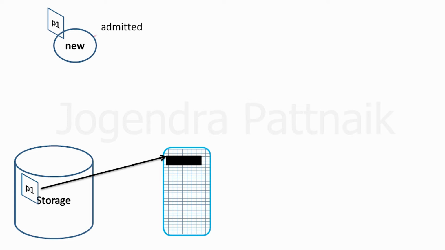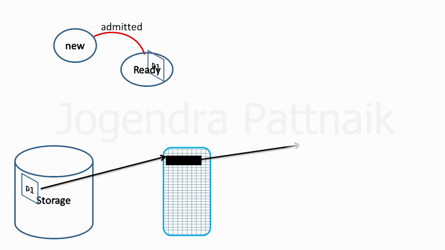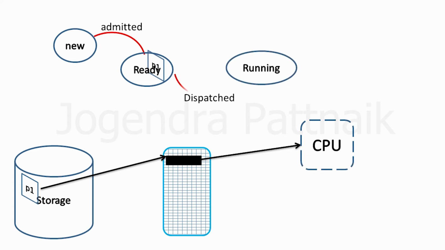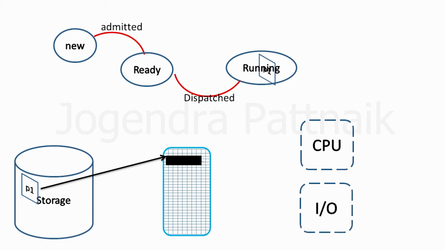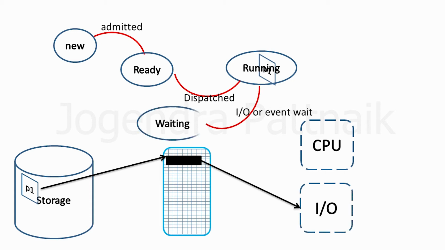If the process is ready to be executed, that is, if the process is ready for dispatch, then it will change its state to ready. When the process is dispatched to the processor for execution, it is in the running state, where it is getting the CPU time. During the execution, if the process requires some I/O services, then it will move to the waiting state and another process will get time.